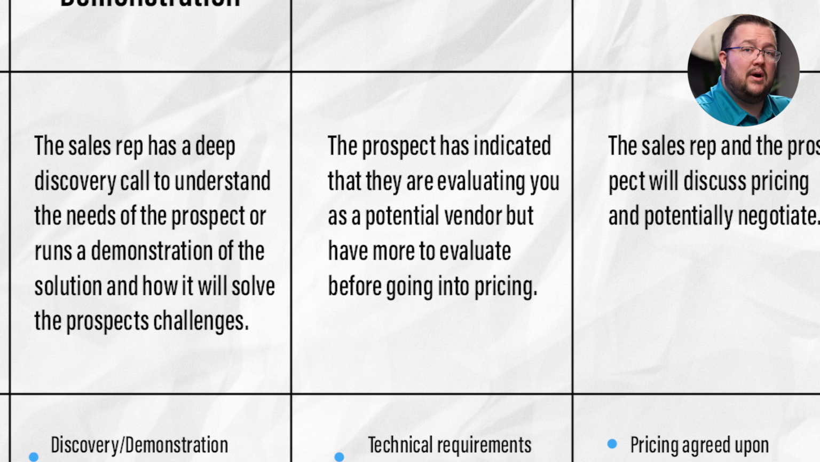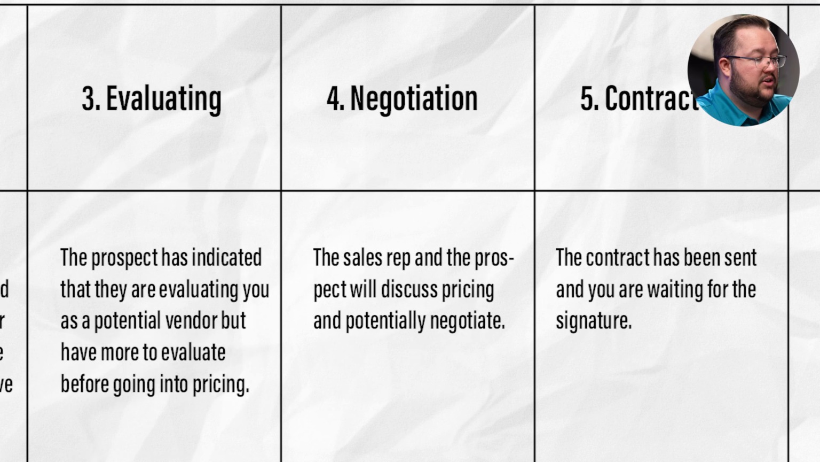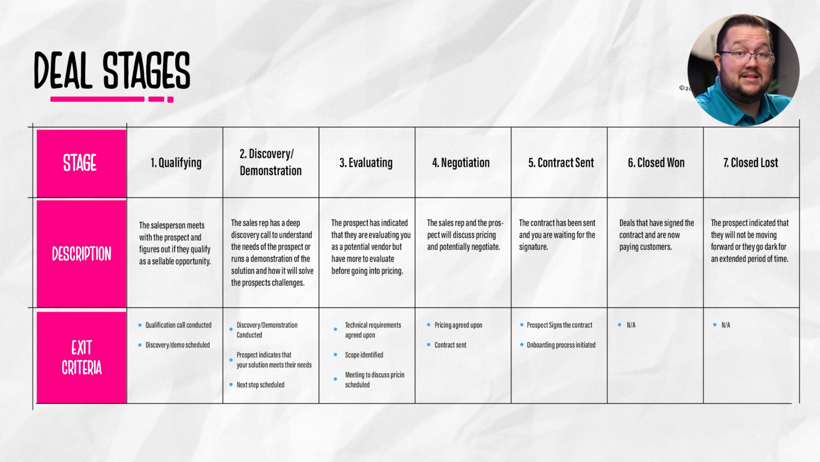And I'll talk about exit criteria in a minute, but that's really going to be important before moving to this next stage, which is negotiation. The description here is the sales rep and the prospect will discuss pricing and potentially negotiate. This is when you're really talking dollars and cents. What's it going to take in order to make this deal happen? If you don't negotiate on pricing, this might be less meaningful for you, so you would remove it.